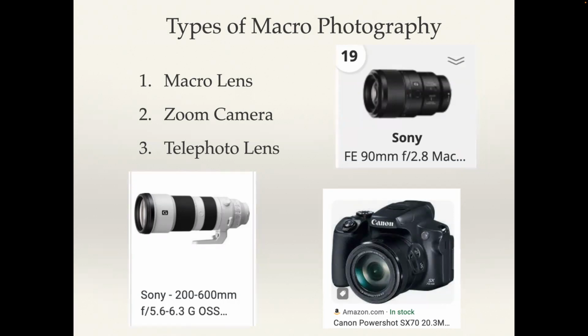Then the zoom lens camera. Several of the members of our group have the zoom lens camera. This is a Canon PowerShot. Then the telephoto lens. This is the big 200 by 600 millimeter lens, and that can be used for macro photography as well as distance photography.